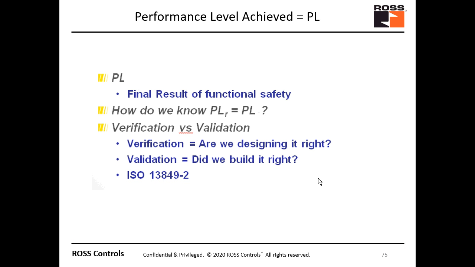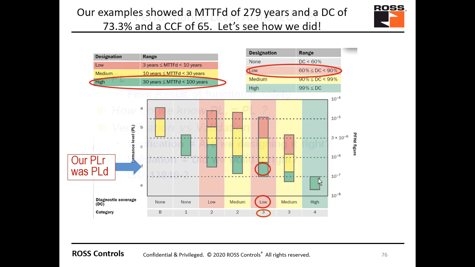So we knew what our required performance level was. It came from the risk assessment. Now we need to do the validation. We did these calculations, so let's look at how we ended up. You remember I said we had more than 100 years reliability. That gave us high reliability. Then we used a Category 3 structure. If we look at the bottom here, that is the category. If we used a Cat 3 structure and components that are highly reliable, that's what's shown here. I showed you 73 in the example of diagnostic coverage. At 73, low, we still met our performance level D.